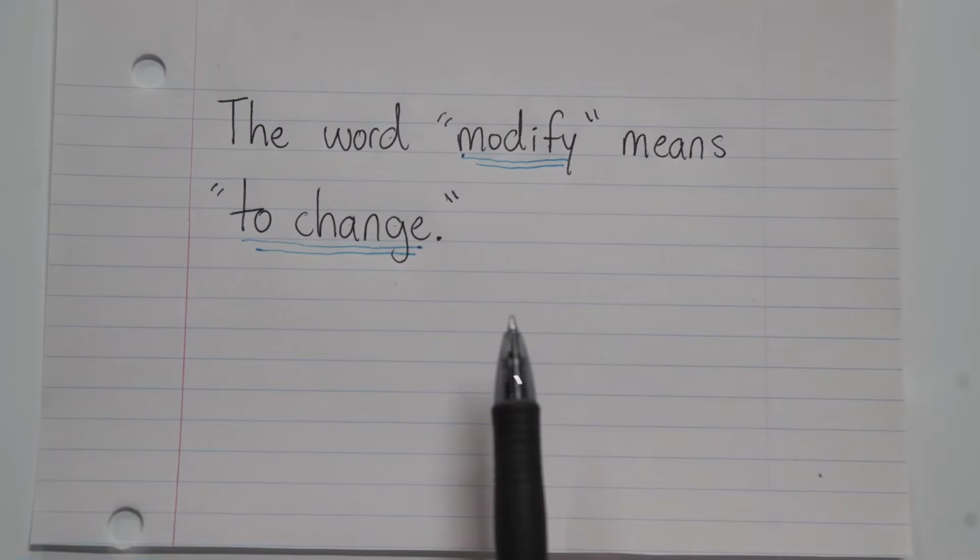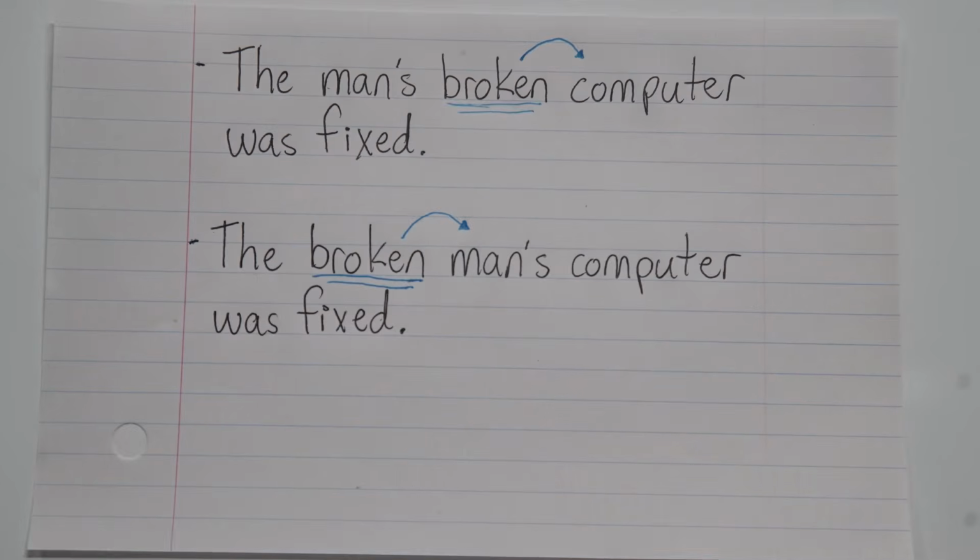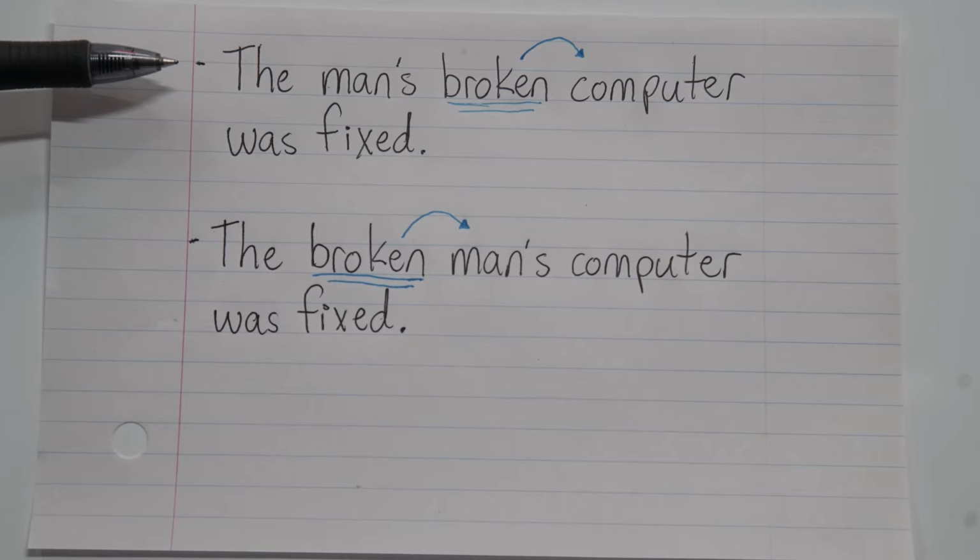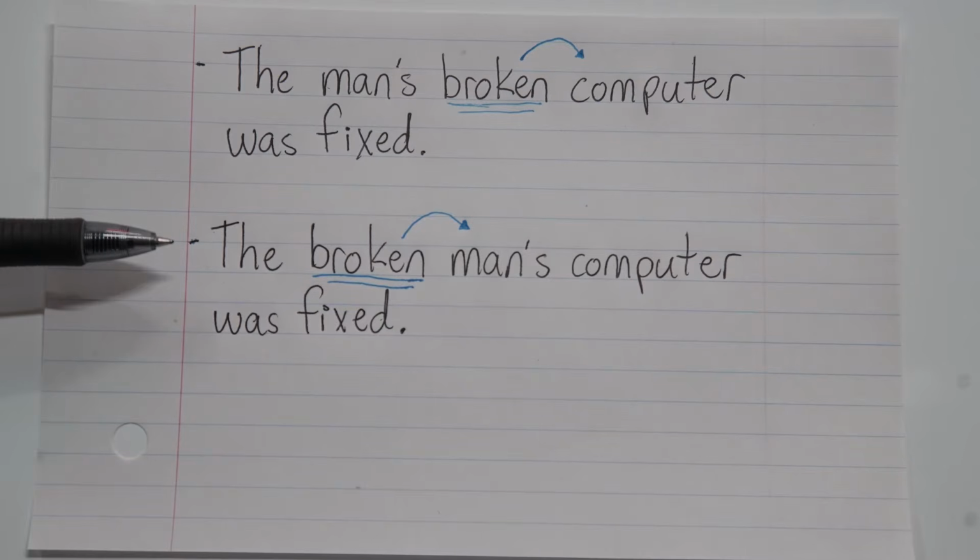So the word modify means to change the meaning of something, a change of time, a change of place, a change of situation. So a modifier in a sentence is any word or phrase that modifies or changes another word or phrase in that sentence. Let me show you. The man's broken computer was fixed versus the broken man's computer was fixed. Now, the modifier in question here is the word broken. But notice how, depending on where this word is placed, the sentence could have an entirely different meaning.